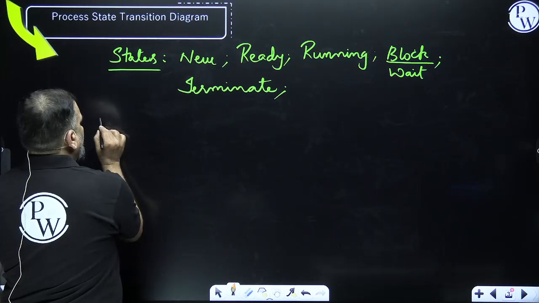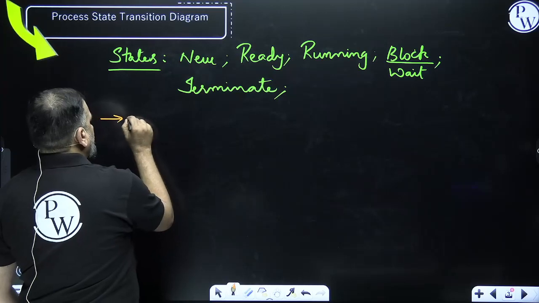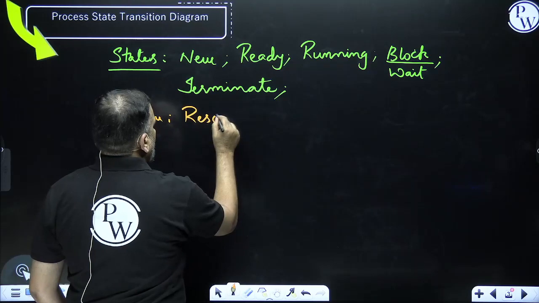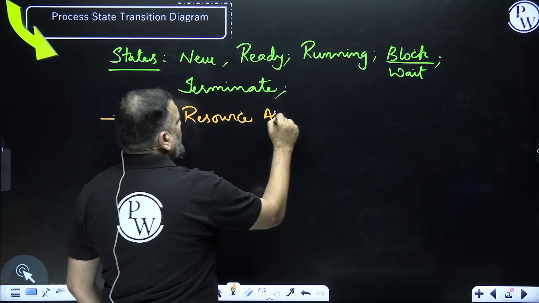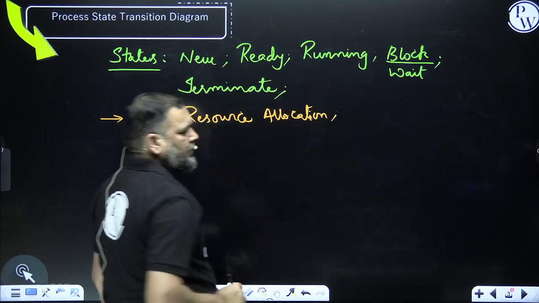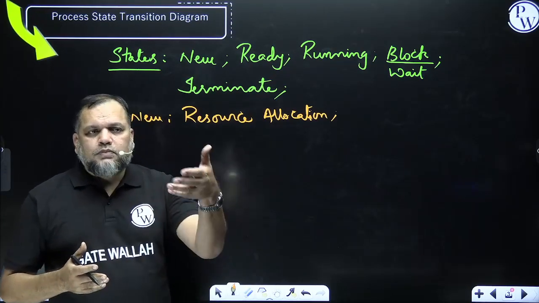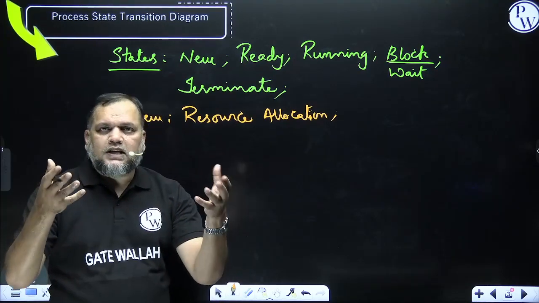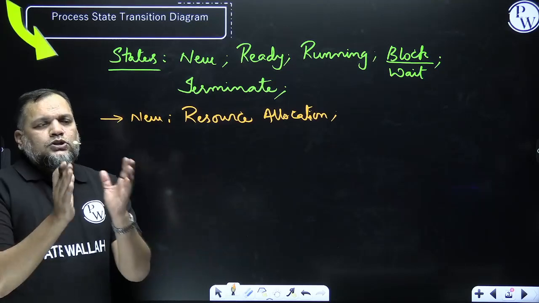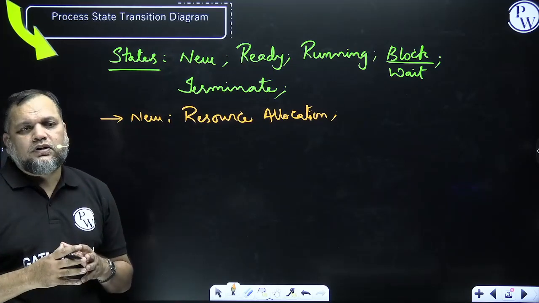Very briefly, I will tell you what exactly happens in the new state, and then we will see the various transitions. In the new state, resource allocation takes place. What does that mean? When you load the program for execution, the process gets created. One of the important aspects of creation is resource allocation. For example, I have to allocate memory to the process, associate some files with the process, and associate some IPC mechanisms if required. All the resources quite essential for starting the execution of the process are allocated in the new state.